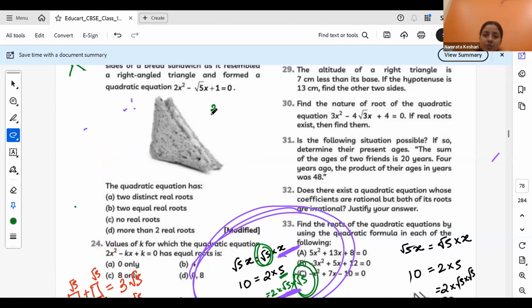We have 3x² - 4√3x + 4 = 0. Splitting the middle term, at first we'll multiply A and C. A and C multiplied together is 12.